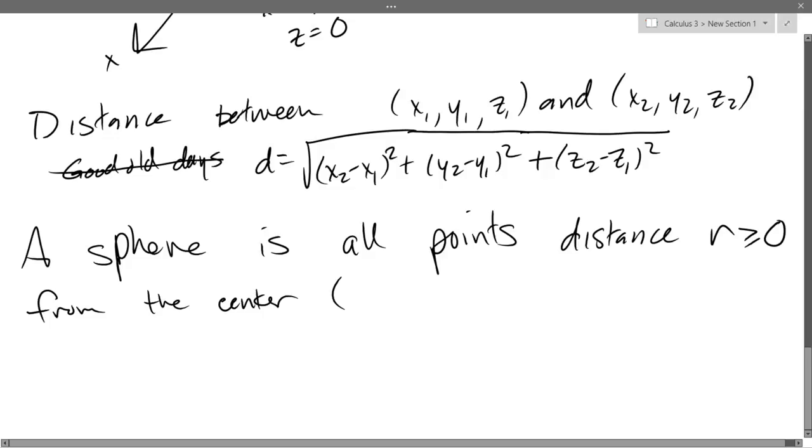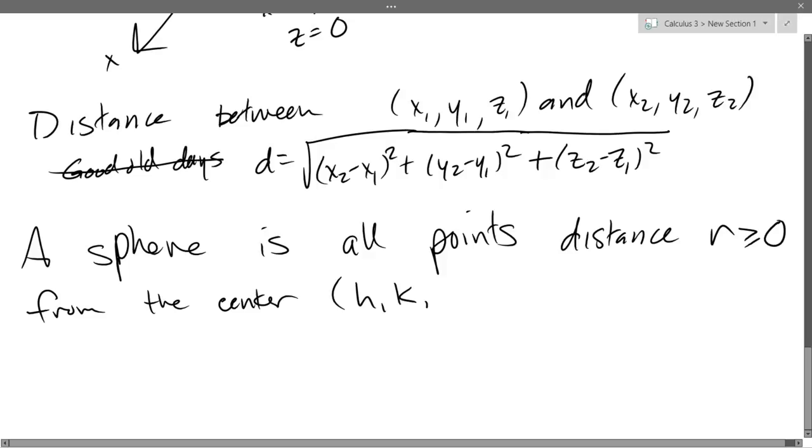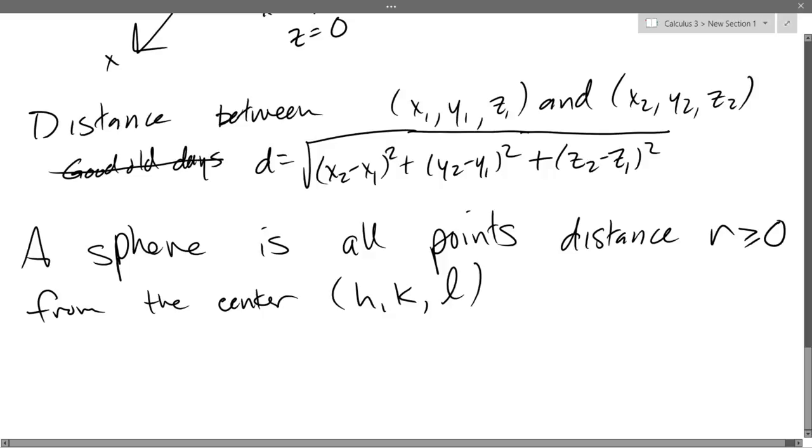I think we used h and k for the center before. Those aren't in order in the alphabet, are they? H, I, J, K. If I use H and K, what should I use for a third letter? P. Let's go L. P would work too. I just feel like L belongs there. Yeah, J, K, L. At least that's ordered.